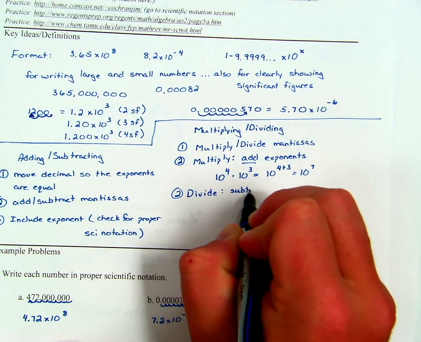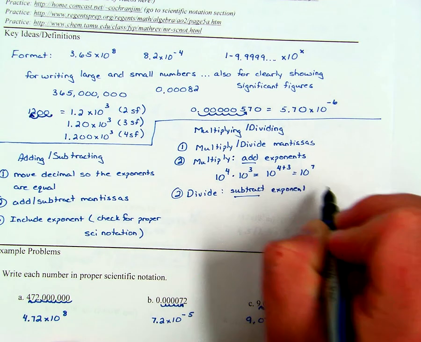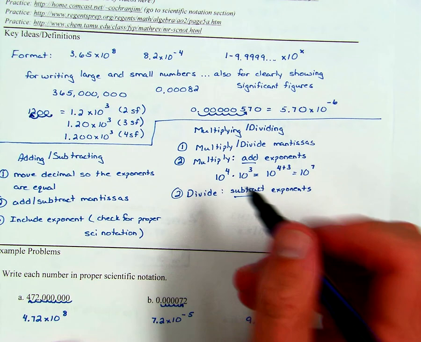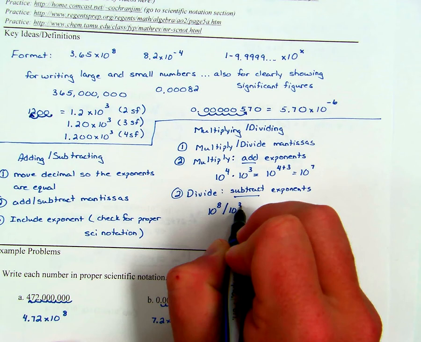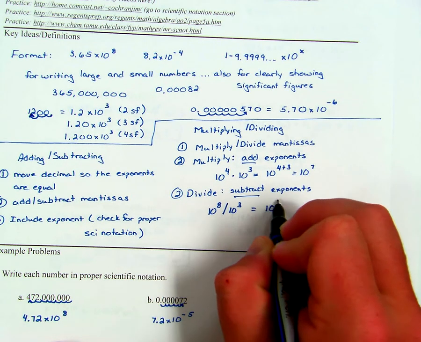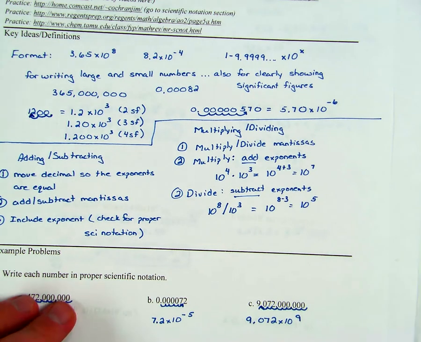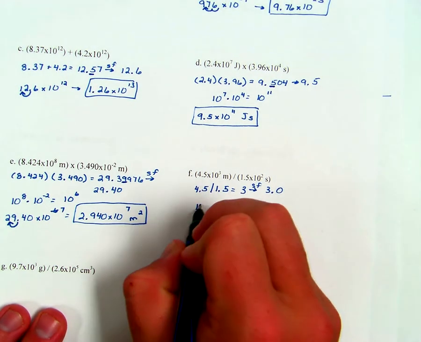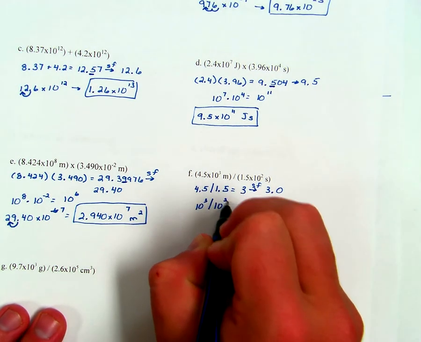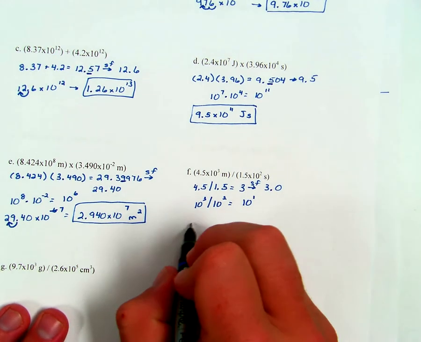Because in math class you learned that if you're dividing, say 10 to the 8th divided by 10 to the 3rd, this would equal 10 to the 8 minus 3, which is 10 to the 5th. So I just need to subtract my exponents. Alright, so we'll go back here. I have 10 to the 3rd divided by 10 to the second. Well, 3 minus 2, that's 1. So combining my values here, I have 3.0 times 10 to the first, and my units would be meters per second, because I have meters divided by seconds. And there we go.